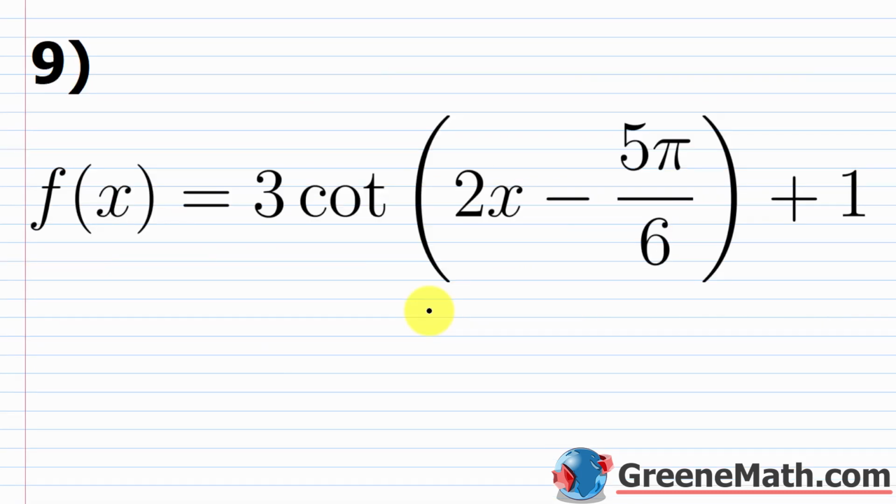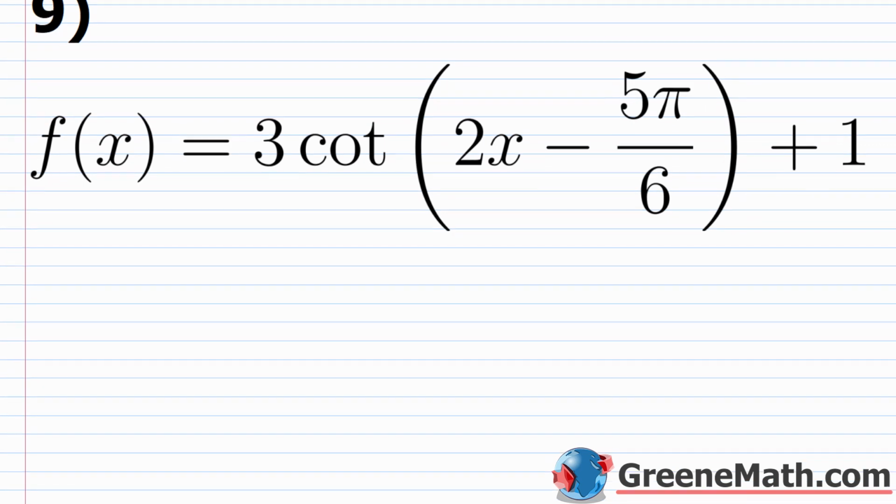All right, let's take a look at problem 9. So here we have f of x is equal to 3 cotangent of 2x minus 5 pi over 6, and then plus 1. Let me slide down here a little bit.